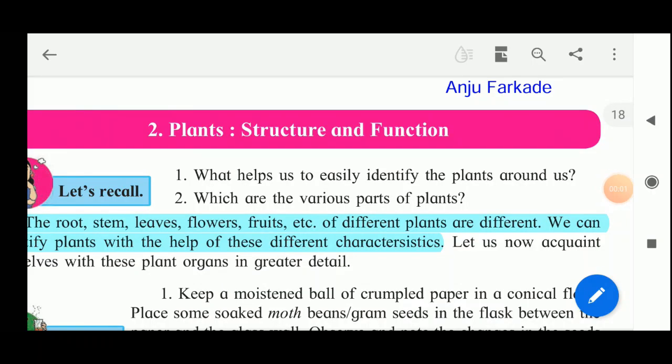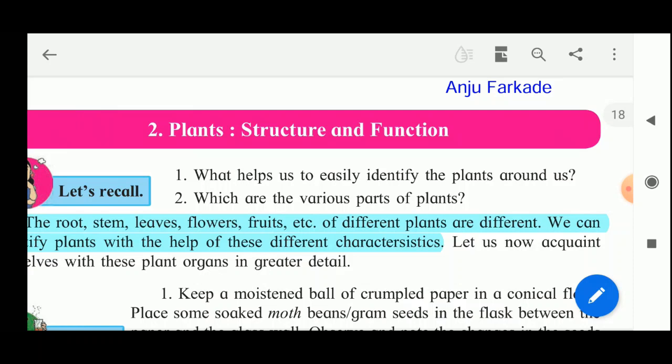Good morning, children. Now, let us begin the second chapter, plant structure and function. The first question is, what helps us to easily identify the plants around us? Mostly we use the characteristics of the plants to recognize them. For example, we see the leaves, the fruits or the flowers in order to identify the plant.